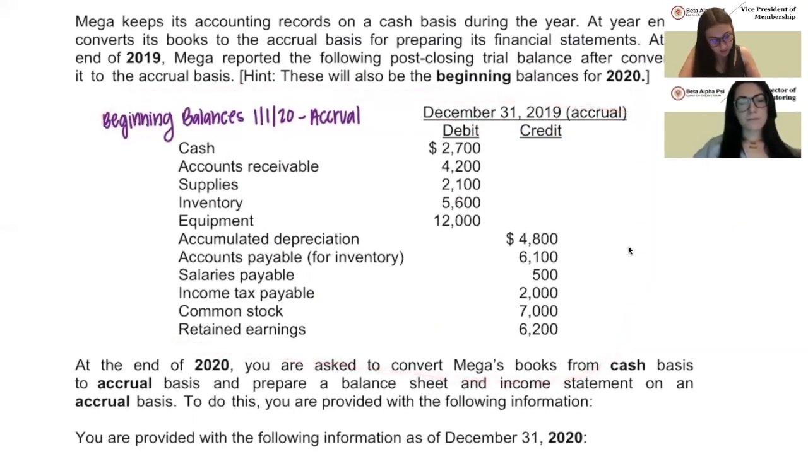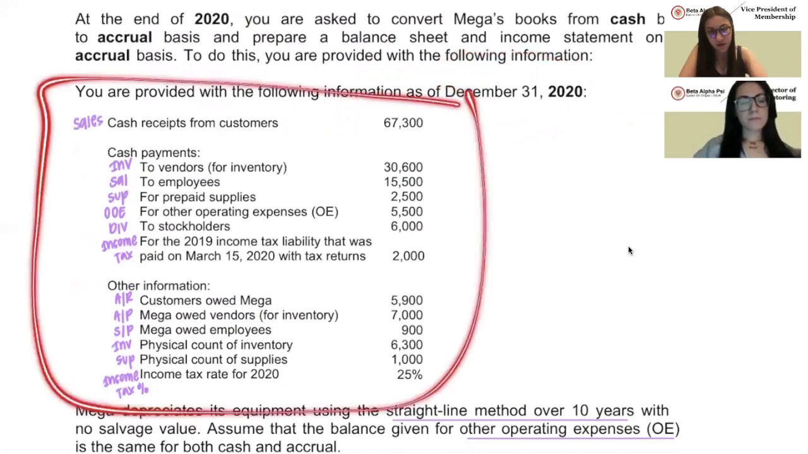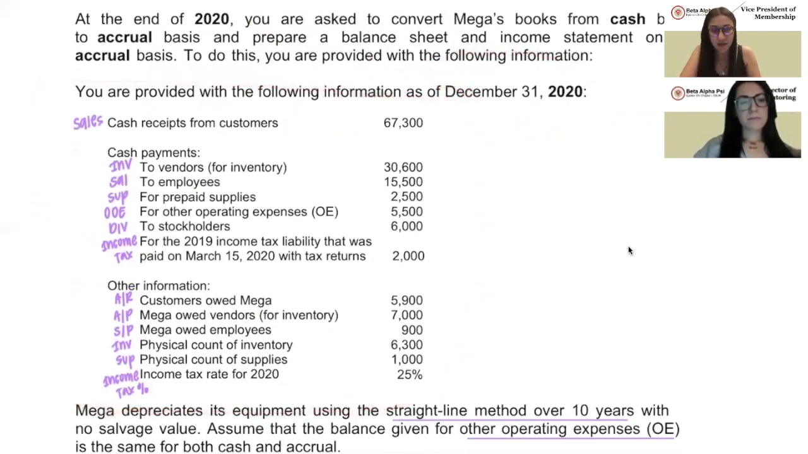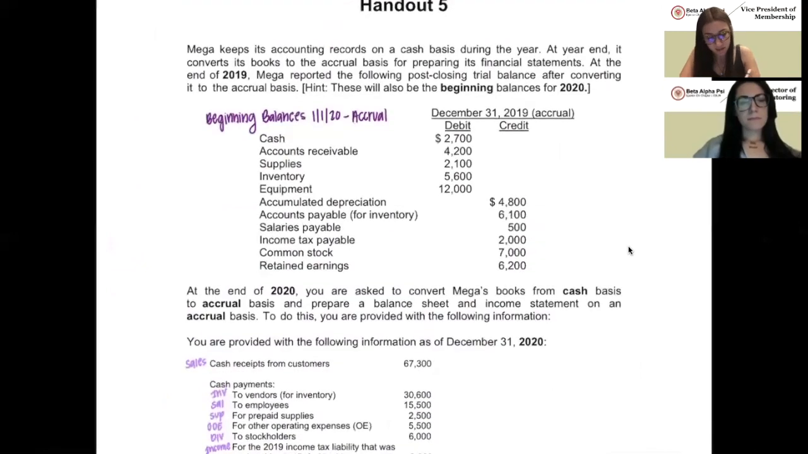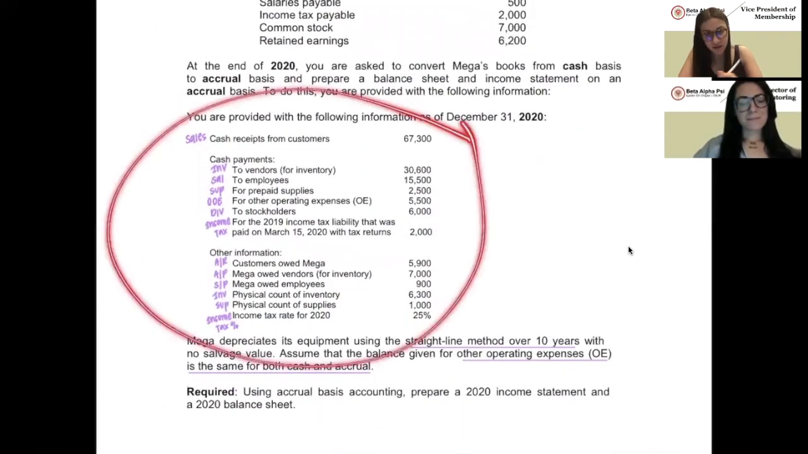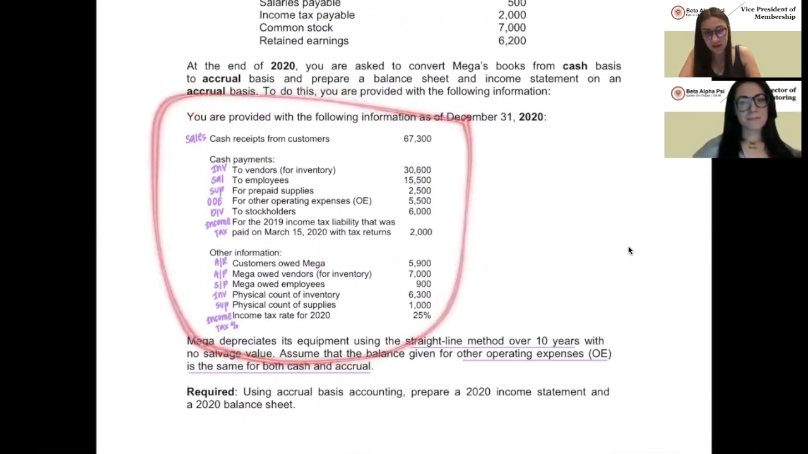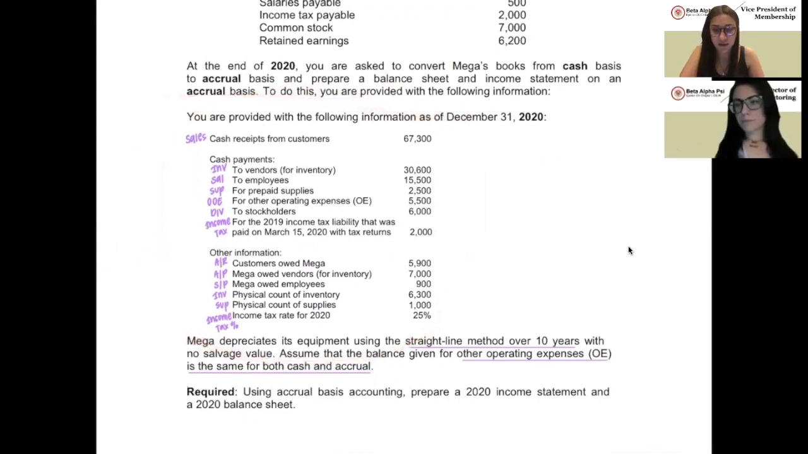And then we're also given the information that happened during 2020. So this is all of the stuff that happened during 2020. And so what we need to do is take our books from the beginning of the year and add in everything that happened during the year, even though this is all on a cash basis, and make sure it's on an accrual basis.